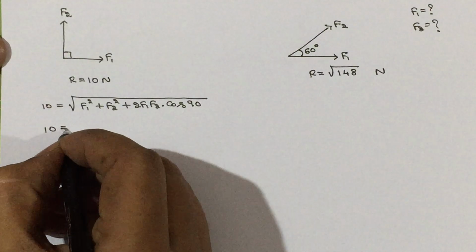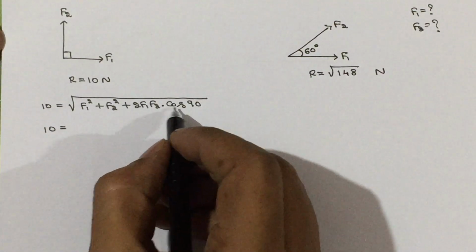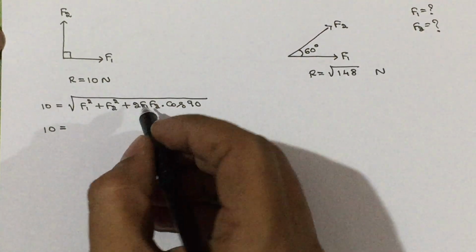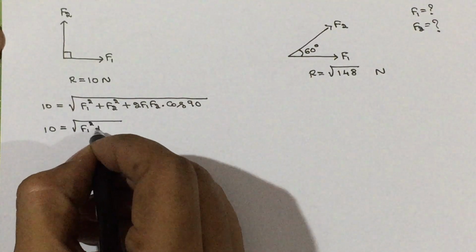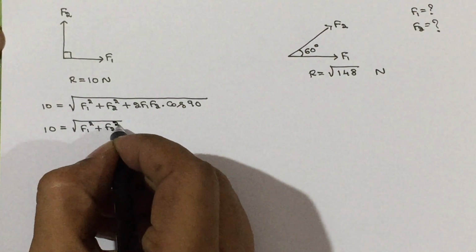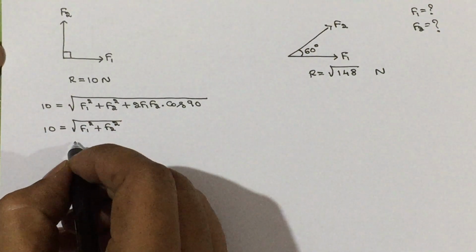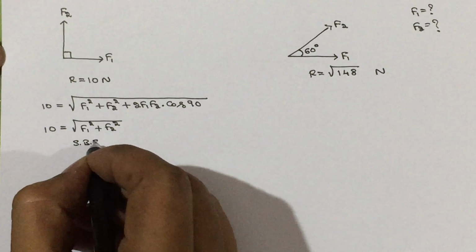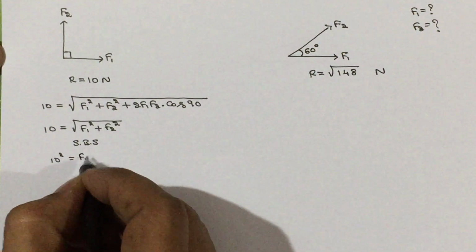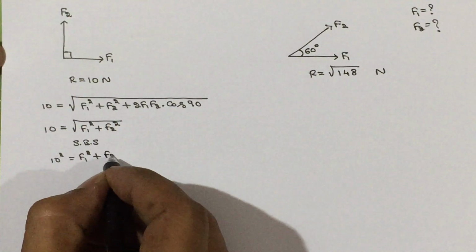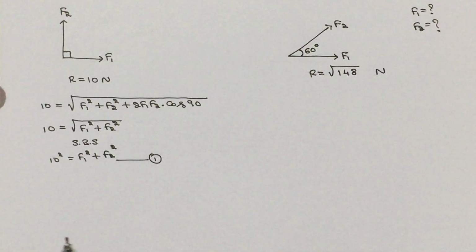10, that is equal to, cos 90 is 0, 0 multiplied by anything, it will become 0. So, we are left with square root of F1 square plus F2 square. So, squaring on both the sides, we are going to get 10 square equal to F1 square plus F2 square. So, consider this one as equation 1.